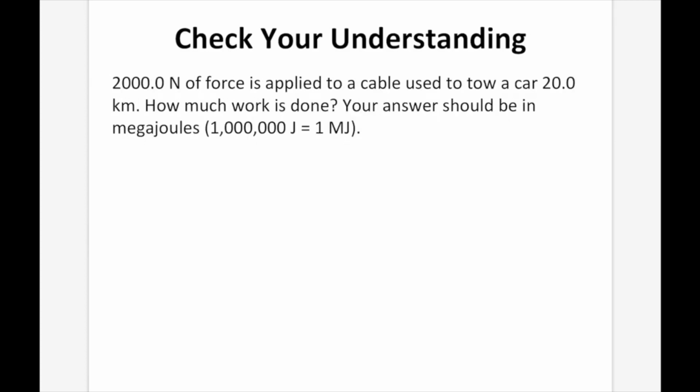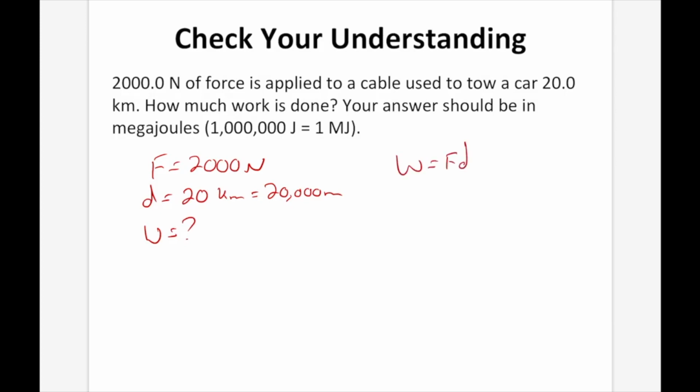Check your understanding. 2,000 newtons of force is applied to a cable used to tow a car 20 kilometers. So force is going to equal 2,000 newtons. The distance is going to be equal to 20 kilometers, which is equal to 20,000 meters. How much work is done? Work is the question. Work equals FD.